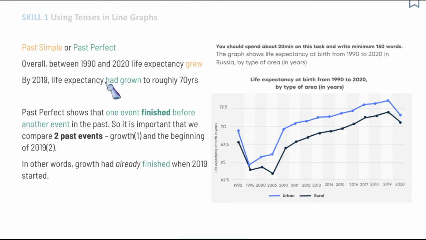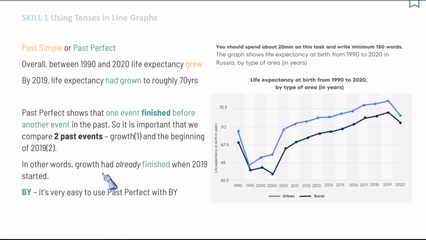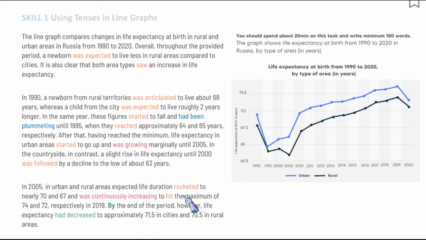And past perfect shows exactly this. Life expectancy had already grown when 2019 started. The easiest way to use past perfect is with this preposition over here, by. For example, by the end of the period, by 2019, by 2010. Like really, guys, this is the easiest way to use this complicated and advanced grammar. Again, have a look at how I have used this tense in my report. By the end of the period.